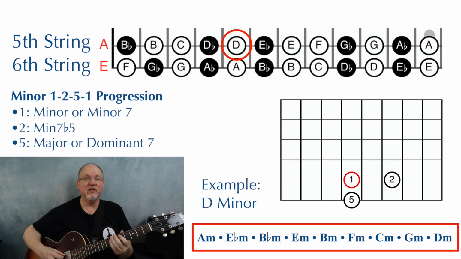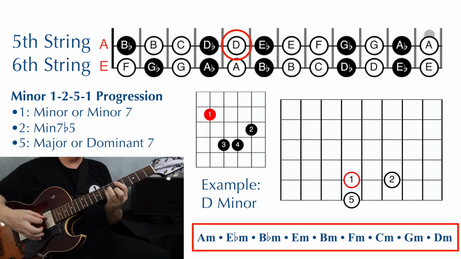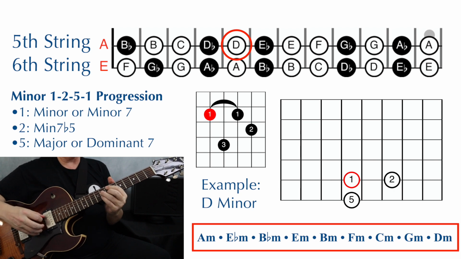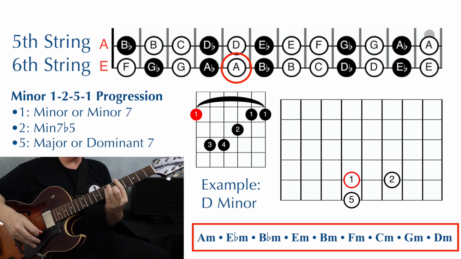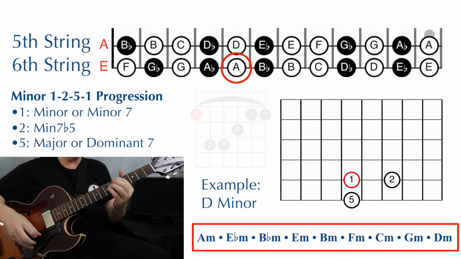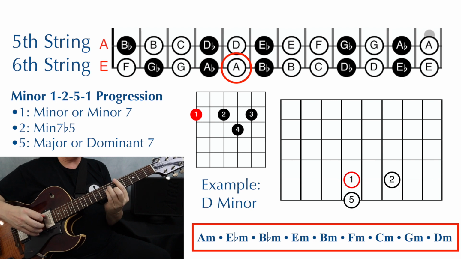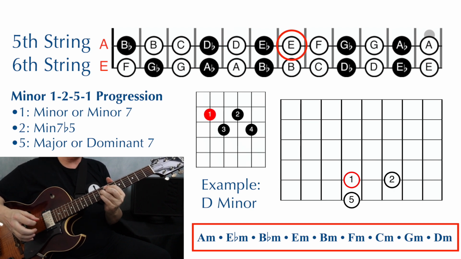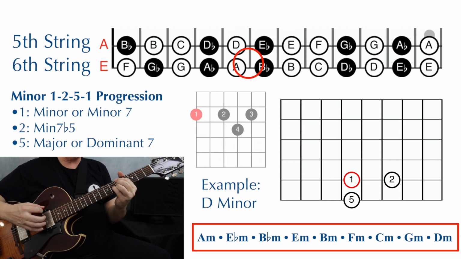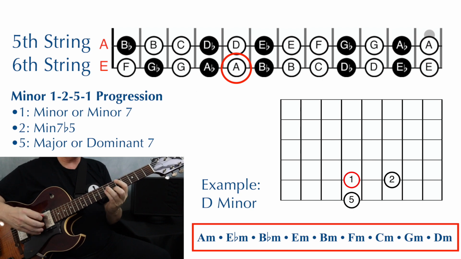And then play a minor 1-2-5-1 progression, starting with the root of your tonic on that 5th string, and this is the key of D minor, so 1 could be minor or minor 7. 2 is going to be minor 7 flat 5. 5 or dominant is going to be your major or dominant 7, and back to 1. So D minor or D minor 7, E minor 7 flat 5, A7, or A if you like, and D minor.